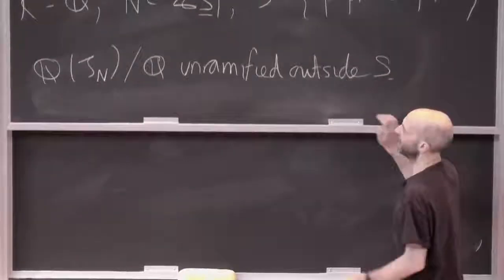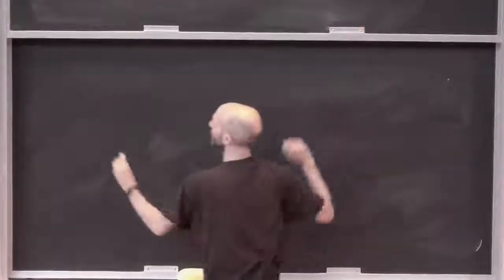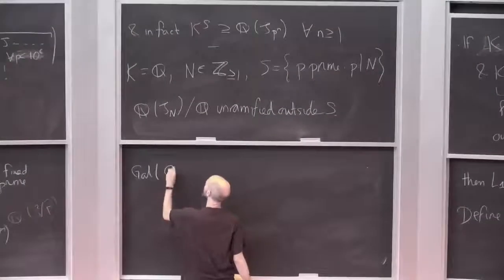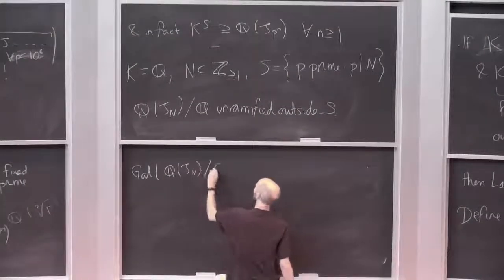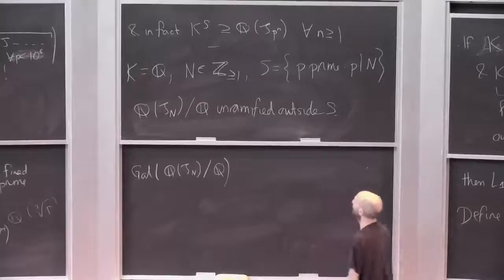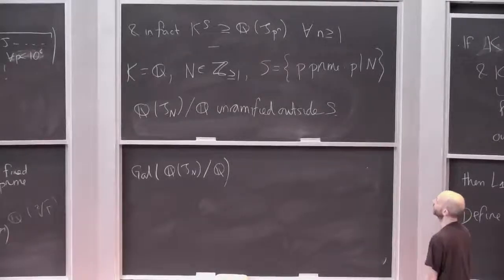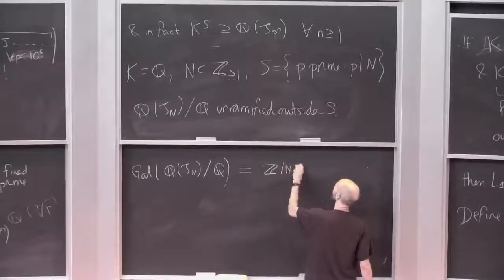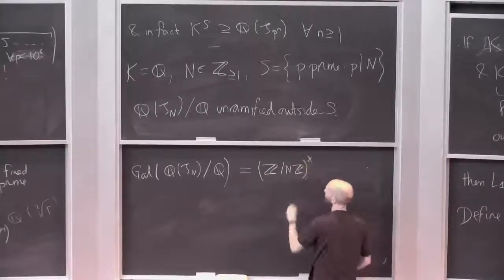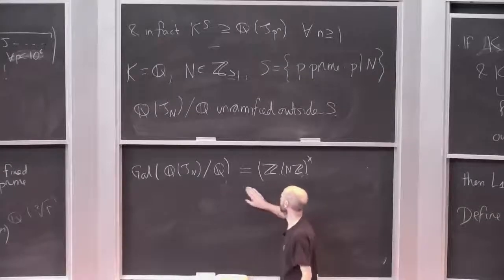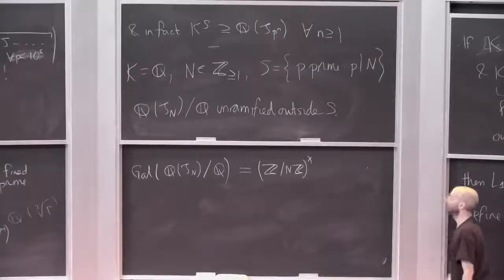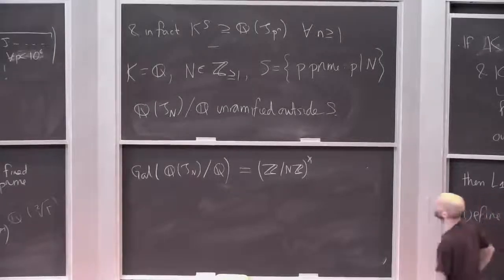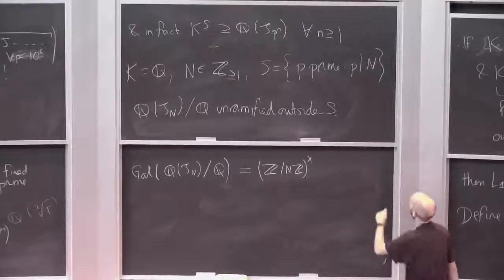And actually, I know what that Galois group is, right? Gal(Q(zeta_n)/Q) is canonically (Z/nZ)*. There you go. Look, we've worked out this Galois group. We've got a name for this Galois group. This Galois group is canonically (Z/nZ)*. And then S is the primes dividing n.